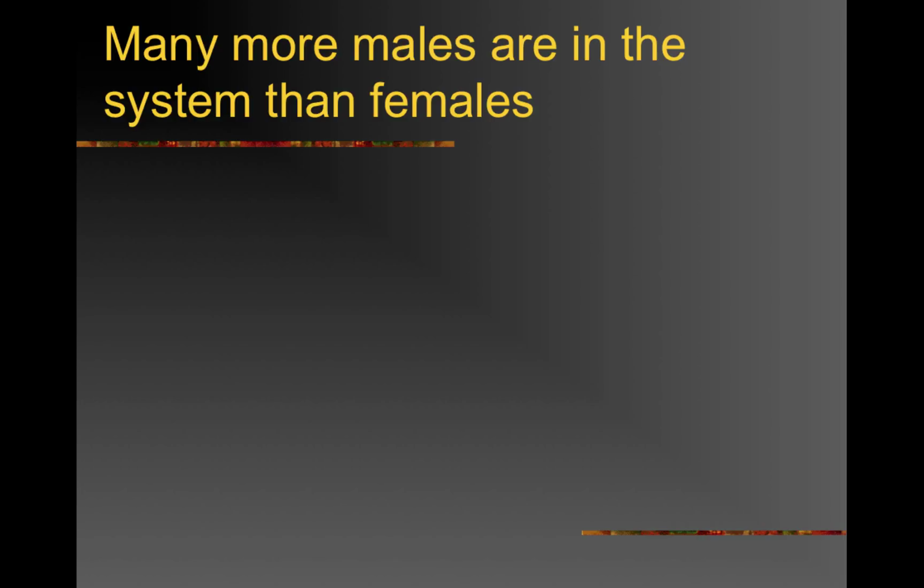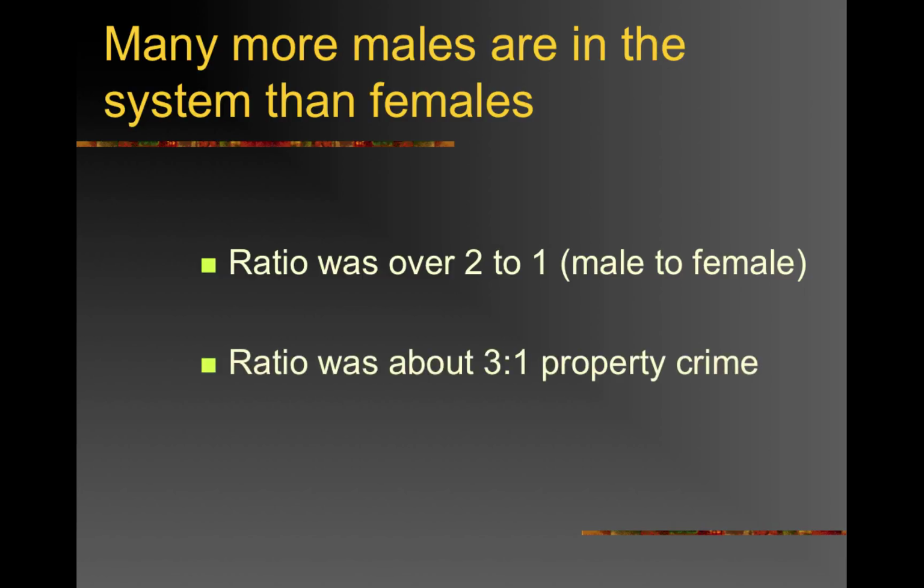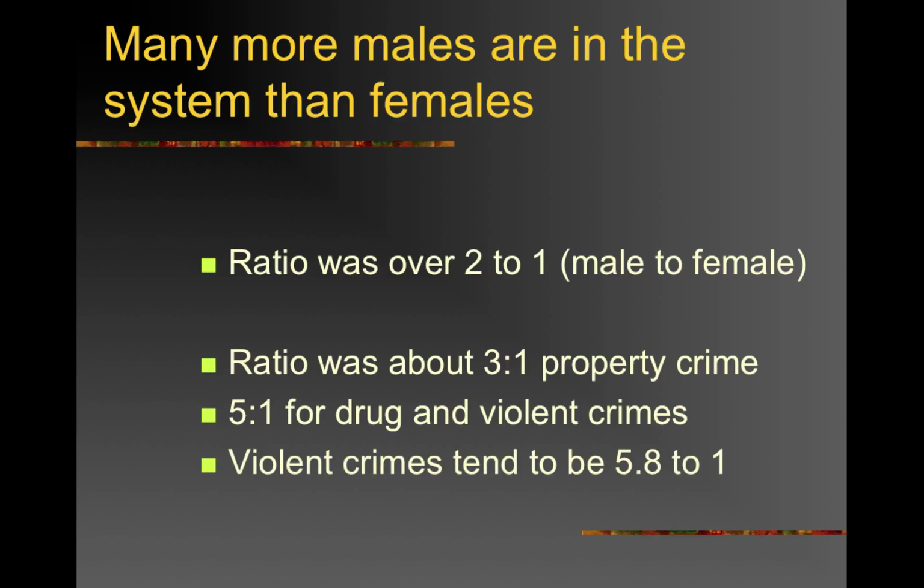Let's talk about a couple other trends in juvenile delinquency. We know that there are many more males that come into the juvenile justice system than there are females coming in, and that ratio is over 2 to 1 males to female. Depending on the kind of crime, it may even be higher. For example, the ratio is about 3 to 1 boys to girls for property crimes, and for drugs and violent crimes, the ratio is about 5 to 1 boys to girls. For violent crime, it's even higher, about 5.8 boys to every 1 girl.